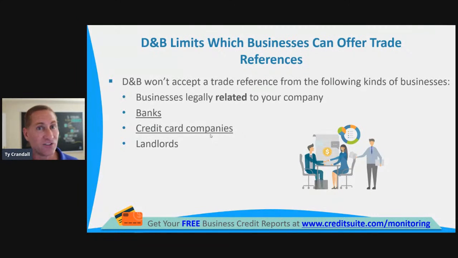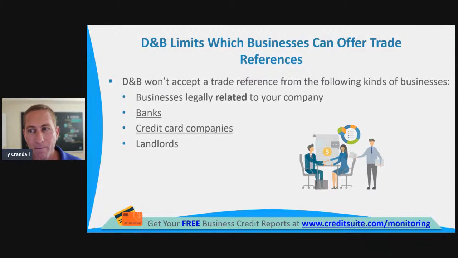Because there's a lot of accounts you may have that you can't add, and you need to know that before you get involved with them. This is in the very small print on their website, so let's bring it into the big print so you know. So businesses legally related to your company. For example, if you own a business and you own another business, then you can't have that business report positive credit history because they're related to you.